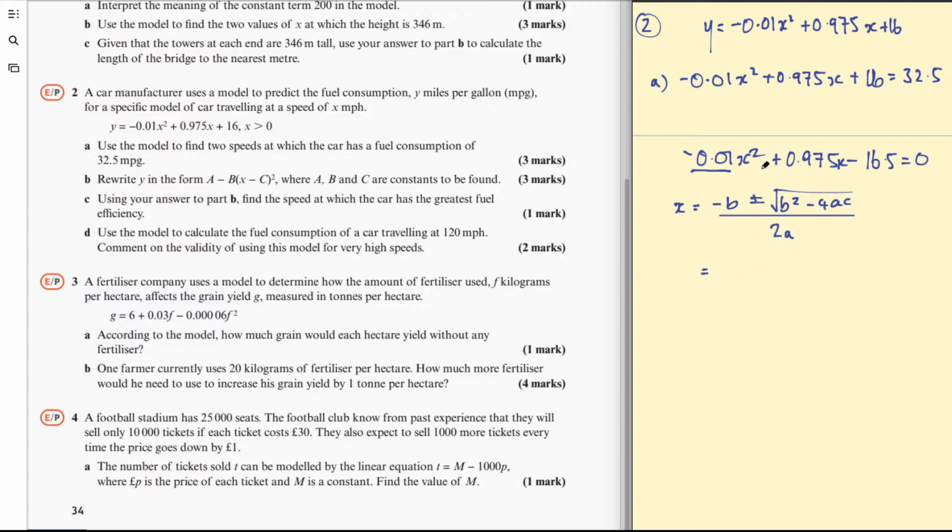And plugging things in, this is negative 0.975 plus or minus the square root of 0.975 all squared, take 4 times, going to run out of room, negative 0.01 times negative 16.5. Hopefully you can still see all that. Let me move it over a little bit. And this is divided by 2 times negative 0.01.